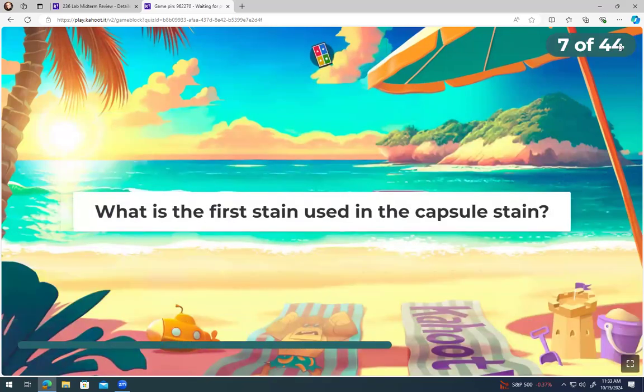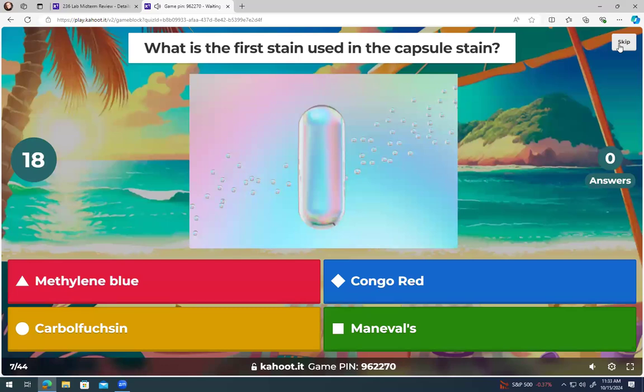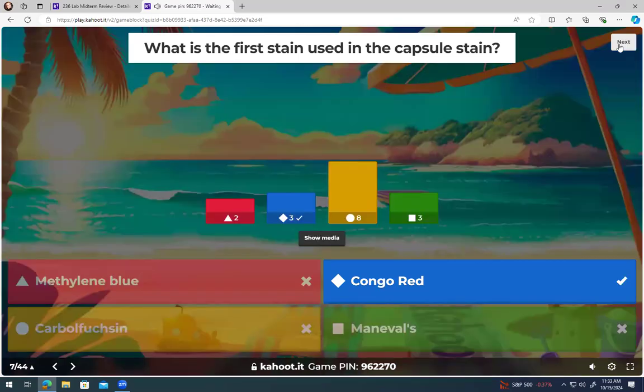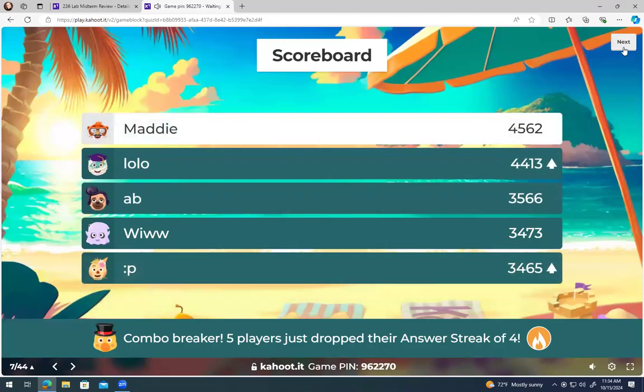What is the first stain used in a capsule stain? Alrighty, so capsule stain, this is the one with the little halos. So we needed to have a background, if you will. And Congo red serves as the stain that allows us to do that. I'm pretty sure the next question is going to ask us about what I'm getting at here, but Congo red for that one.